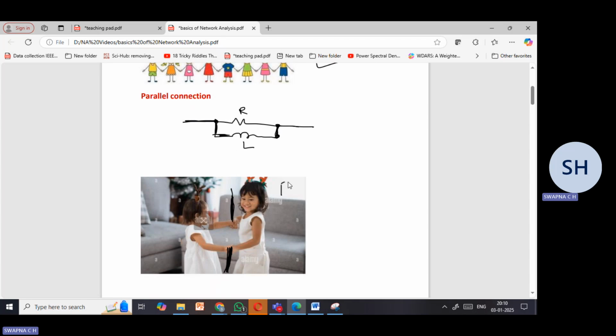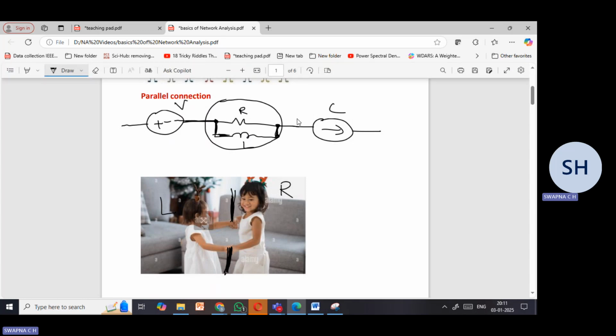So if this girl is R and this girl is L, you can observe that they are connected end to end, and both ends are connected to something else. Here it can be anything else. It can be either the voltage source or the current source, whatever. So I can say that these two parallel elements are connected in series with all this voltage and current source. So you try to understand the parallel connection where R and L are connected in parallel. I mean to say that they are connected end to end, and this end and the other end are connected to some other network. Hope this is clear.